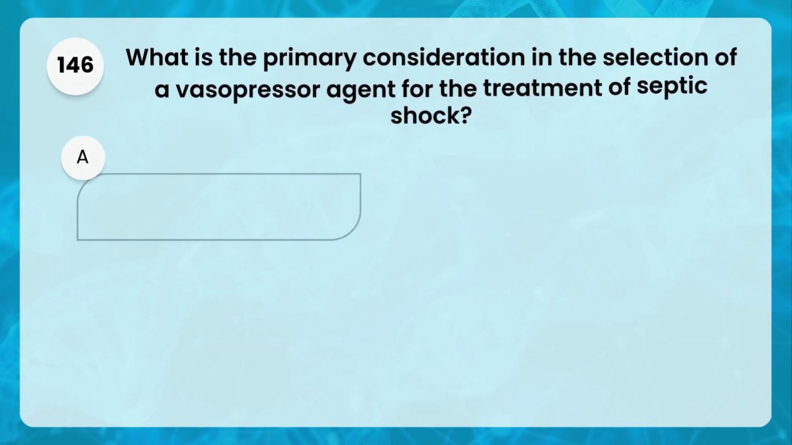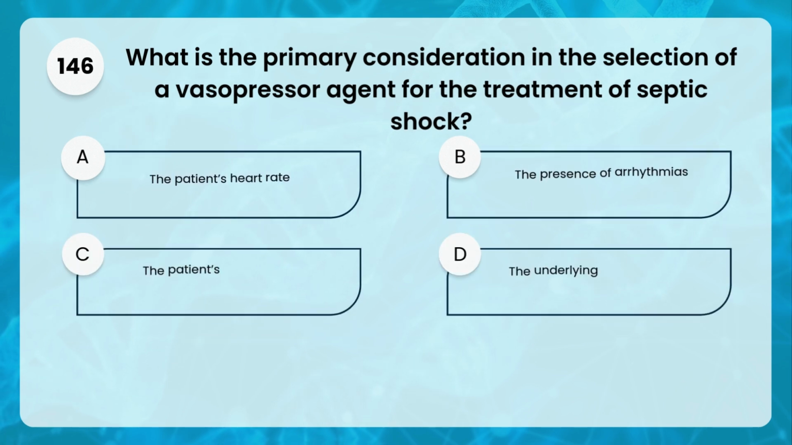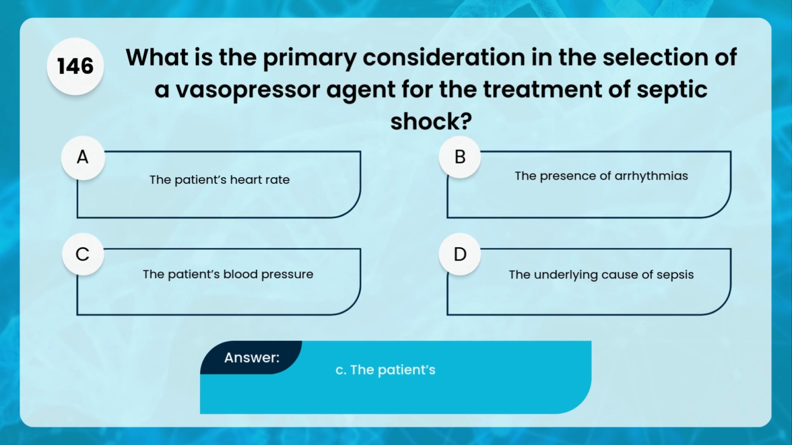146. What is the primary consideration in the selection of a vasopressor agent for the treatment of septic shock? A. The patient's heart rate. B. The presence of arrhythmias. C. The patient's blood pressure. Or D. Underlying cause of sepsis. The answer is C. Patient's blood pressure.